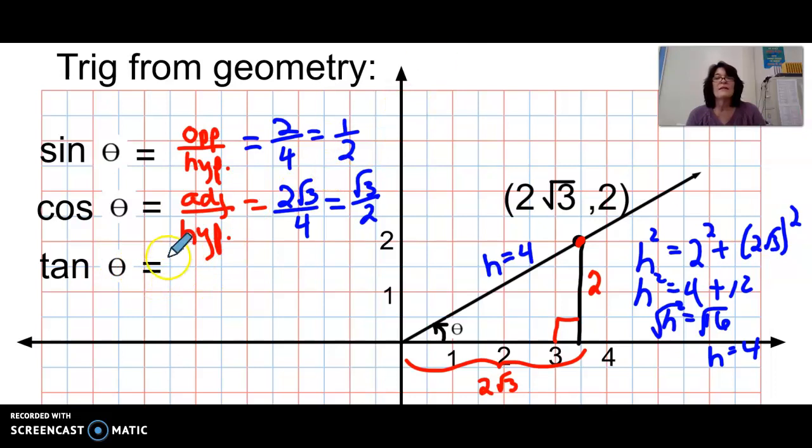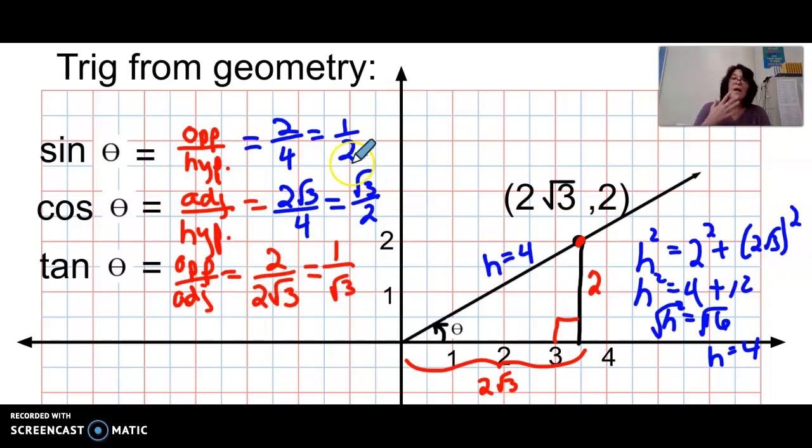Tangent of theta, remember what that was? We don't use the hypotenuse for that. I could have told you that right away before I even found the hypotenuse, huh? Tangent of theta is opposite over adjacent. Let's see, 2 over 2√3. 2 over 2 is just 1, so I'm going to have 1 over the square root of 3. I am going to allow you in trig class to keep it in, you don't have to rationalize the denominator.